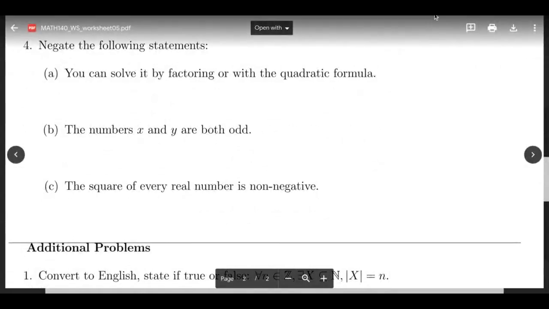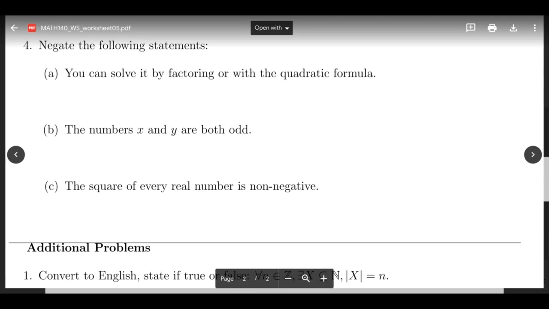Let's see, 4. We're going to negate those statements. Remember, we want to negate the whole statement, okay? You can solve it by factoring or... How do we negate or? Use De Morgan's laws with the quadratic formula. Okay, guys, if you copy and paste from your work, make sure you identify your P and your Q. You want to use shorthand. So for Maya, P probably is you can solve it by factoring, right? And Q is with the quadratic formula.